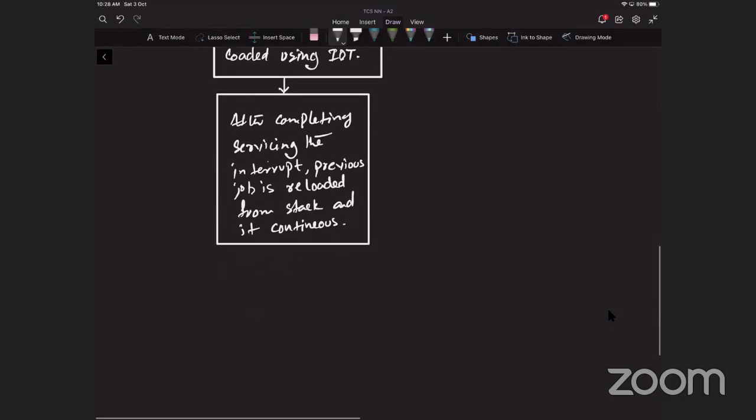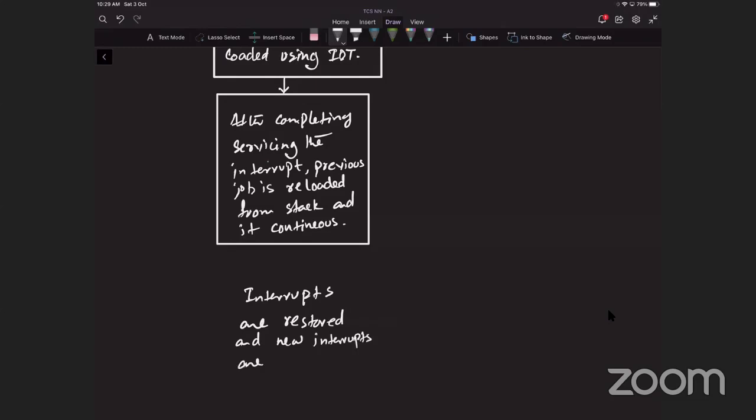All right, and the last thing would be, after an interrupt has been handled, the interrupts need to be restored so that any further interrupts can be dealt with. All right, that is how the whole thing works.